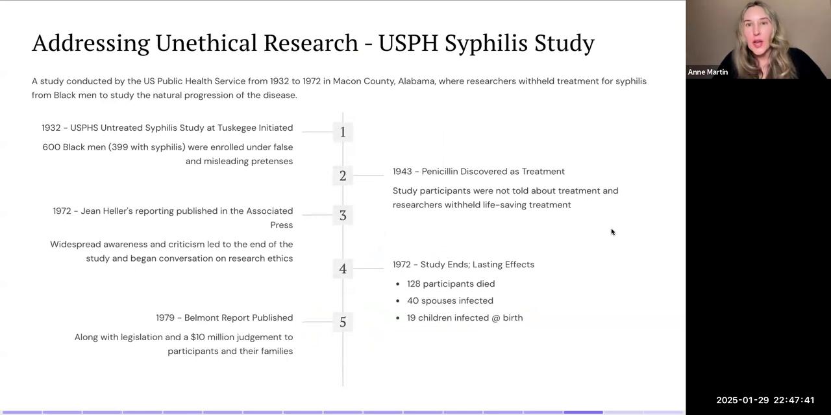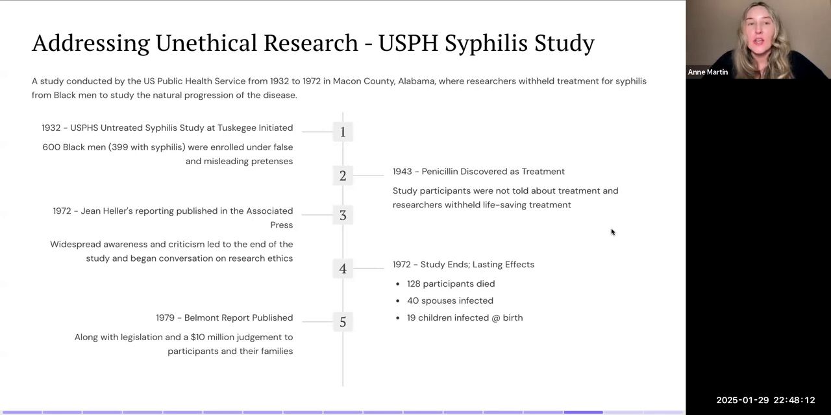Now, in the CITI training, also in the text, you will see several examples of research that has been unethical and has had a lasting impact on our society. So I want to end this lecture talking about one that has a lasting impact on our society, that is something that everyone should know about. And that is the U.S. Public Health Service syphilis study that was conducted for 40 years.